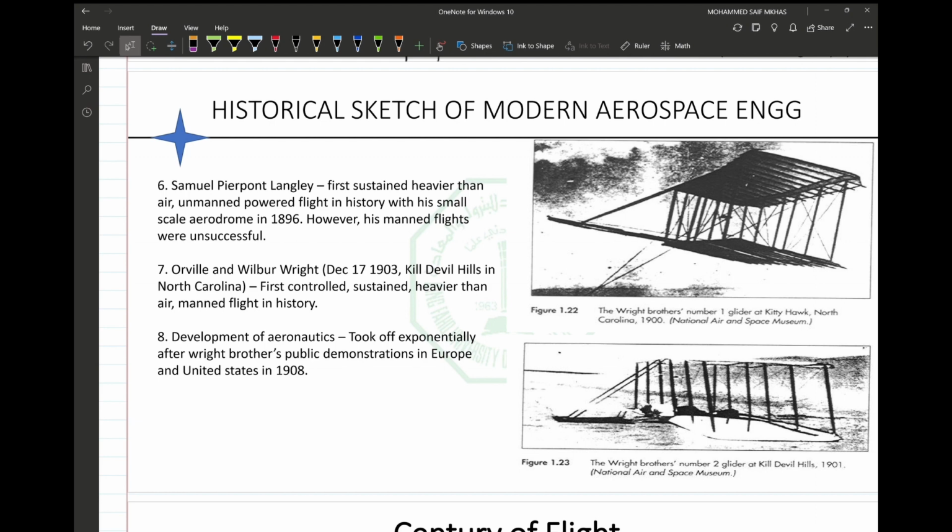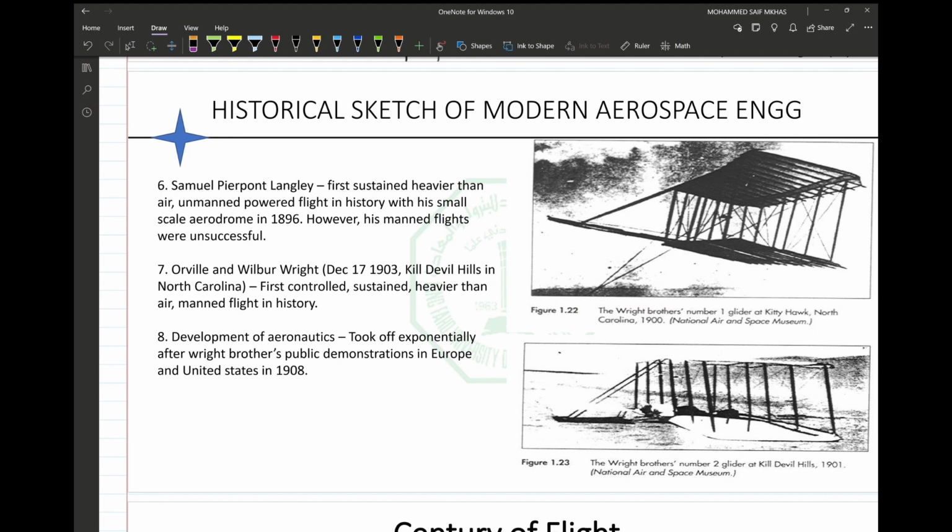Then comes Orville and Wilbur, right? These brothers achieved the first sustained heavier-than-air manned flights in history. Basically, two brothers were on a hill, and one brother was riding the vehicle itself, and the other brother was running beside him so he could make sure that his brother is safe.